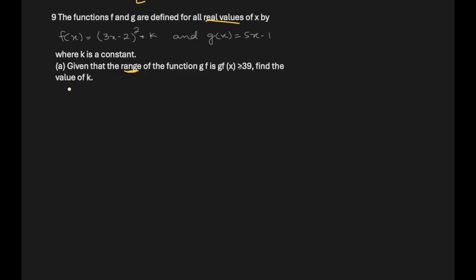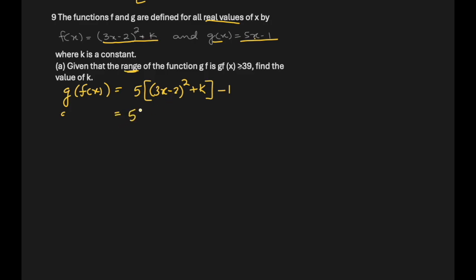Okay, first let's write gf. What is it? Let's find it out. So gf(x), that's what it means. In place of x in g we will write f. So g is this, so gf(x) will be 5 times, the parent function, and in place of x we will write f(x), the whole of it. So let me put a bracket here: (3x minus 2) squared plus k. And then after that we have minus 1 also. So let's try to simplify this now.